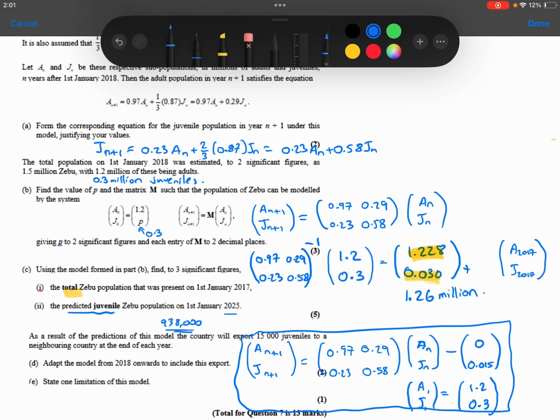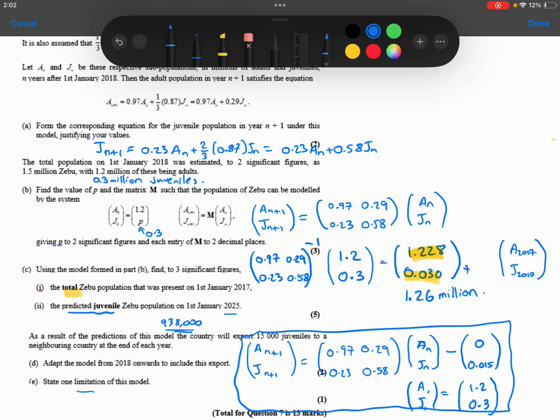And then finally, part E, we need to state one limitation of this model. So lots of different things we could criticise here, or certainly lots of limits here. We could say that there are unlikely just to be adults and juveniles. There's going to be more subpopulations within the population of zebu. There's probably going to be some elderly zebus that might not be able to give birth at the same rate as the rest of the adults. So that's one limitation of the model, just saying it's unlikely there are only two subpopulations.